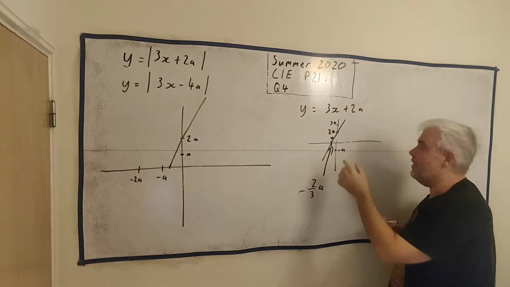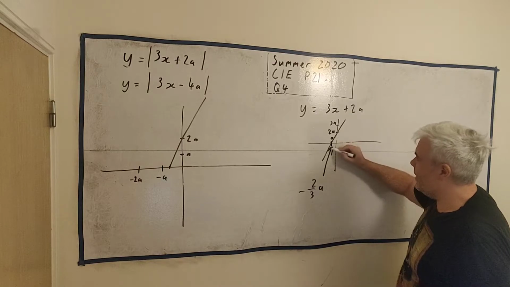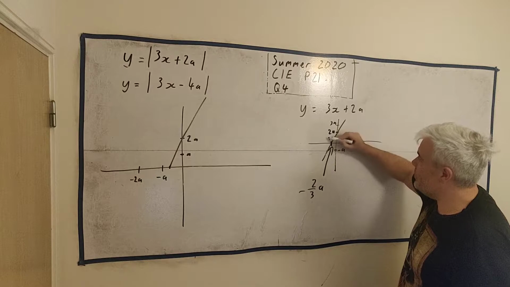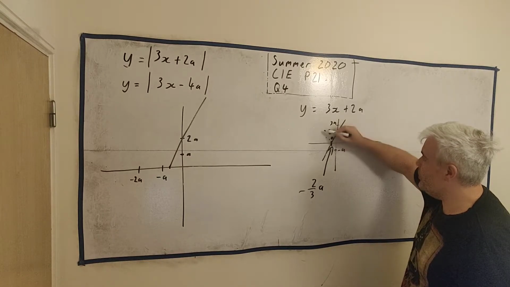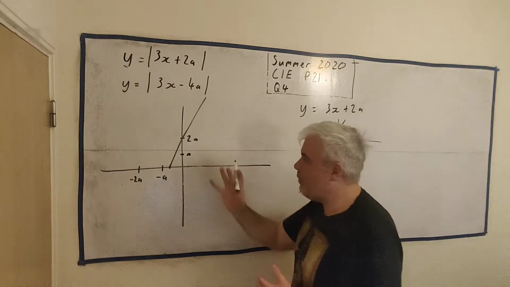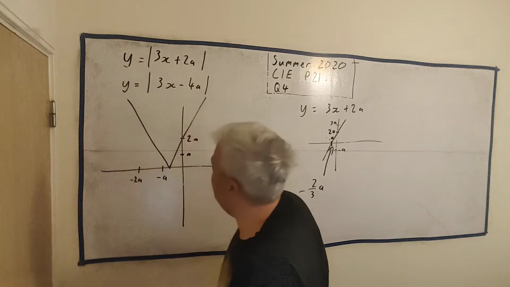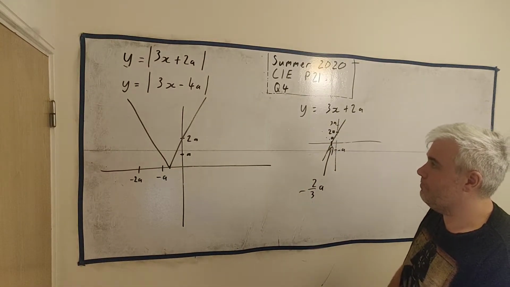Because if it's positive, it will stay positive. But here's what it does to negative. Let's say -1. It will change to +1. Negative a will change to +a. Negative 2a will change to +2a. It would bounce up. You can think of this like a mirror. It will bounce up like that. And that's what the examiner is looking for in that question.